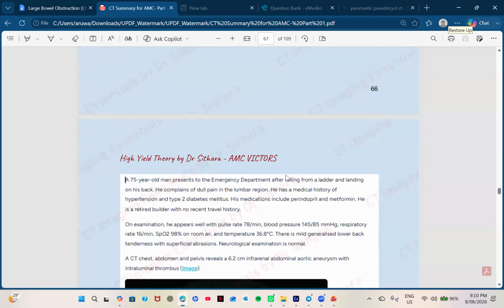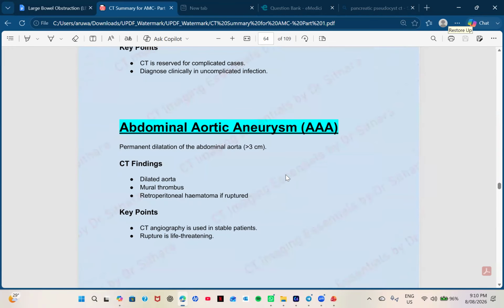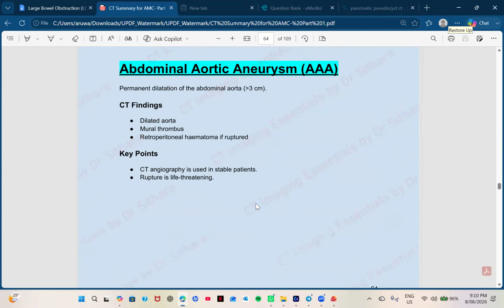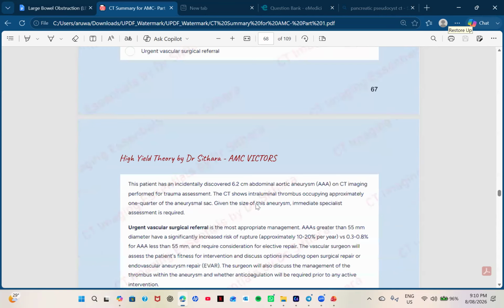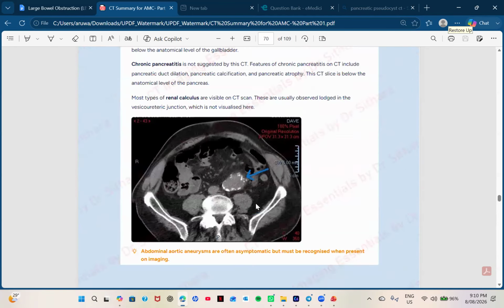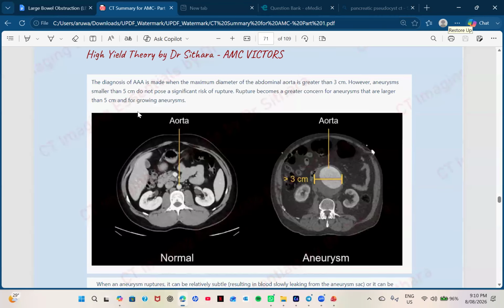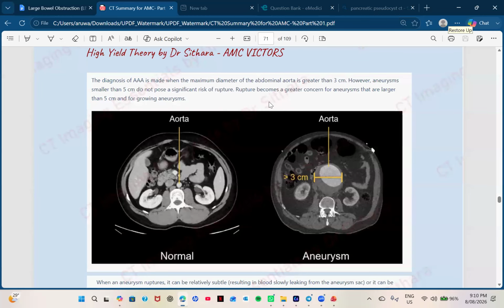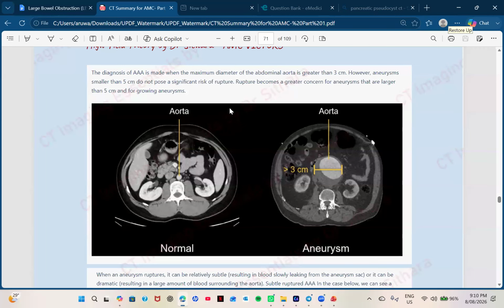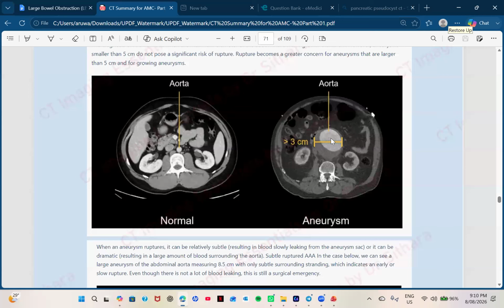So this is very important. The dilated aorta, mural thrombosis, retroperitoneal hematoma if ruptured, right? This is from Life in the Fast Lane. The diagnosis of AAA is made when the maximum diameter of the abdominal aorta is greater than 3 centimeters. However, aneurysms smaller than 5 centimeters do not pose a significant risk of rupture. Rupture becomes a greater concern for aneurysms larger than 5 centimeters. Here can you see the usual aorta and here the aneurysm, right?